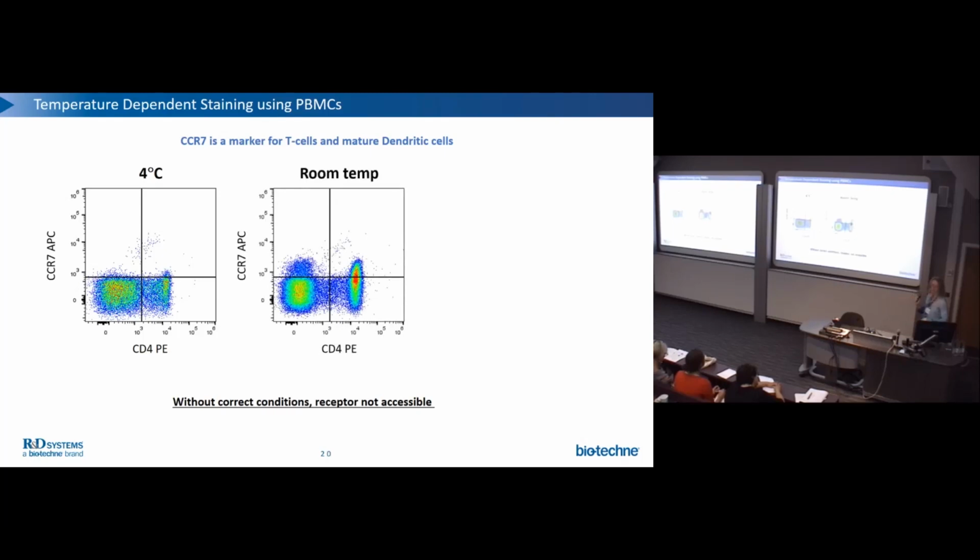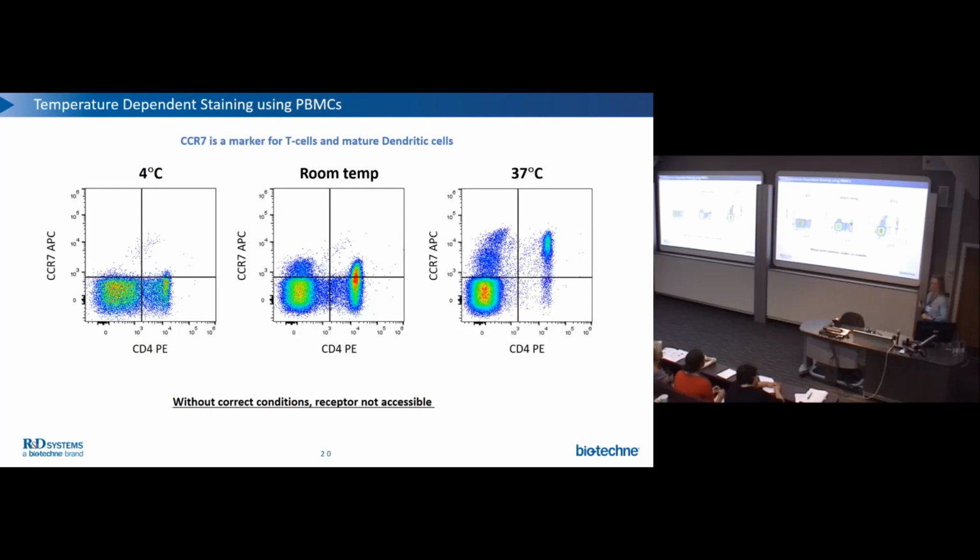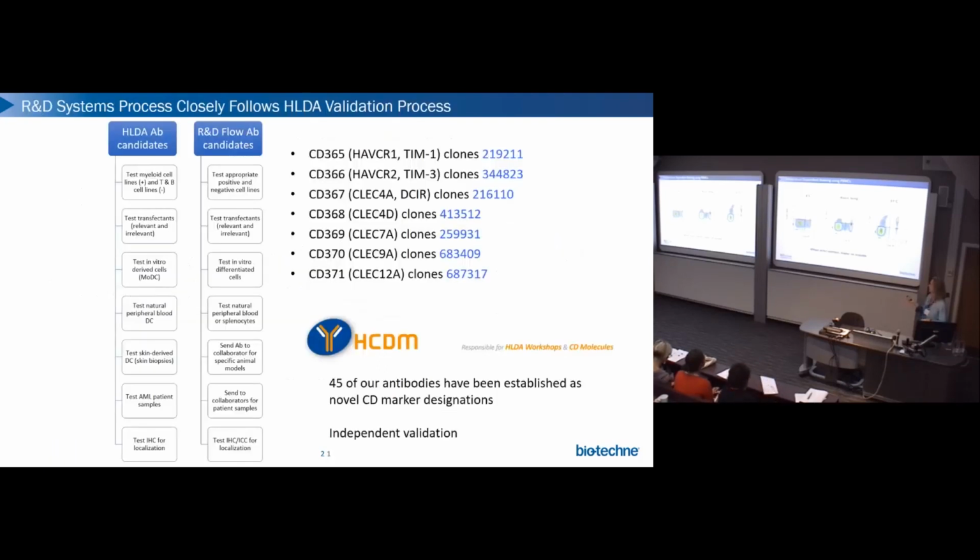You bring the cells to room temperature, you start seeing a signal come up. Ideal staining is at 37 degrees. Again, it has to be optimized for every receptor. CCR7 works best at 37. Other receptors we've seen work better at 4 degrees. So it's really one of those things where you need to understand the biology, and that's why I say we're using common sense as well as scientific thinking.